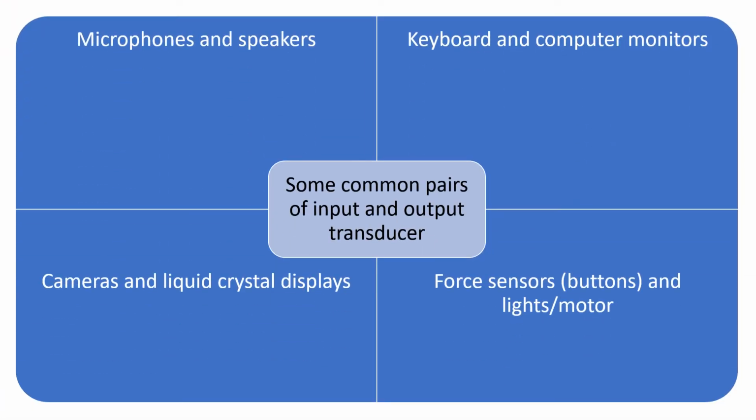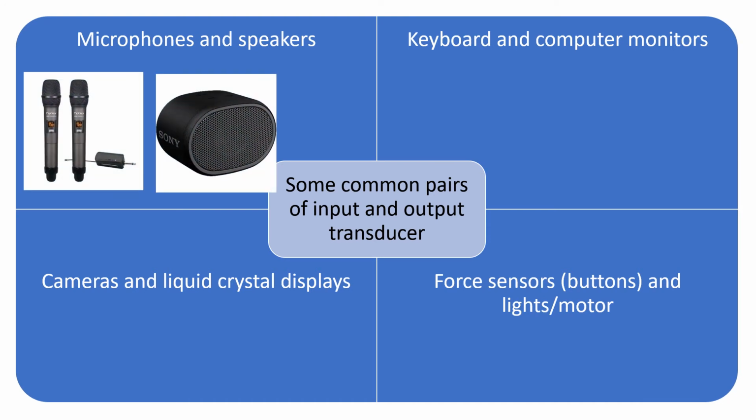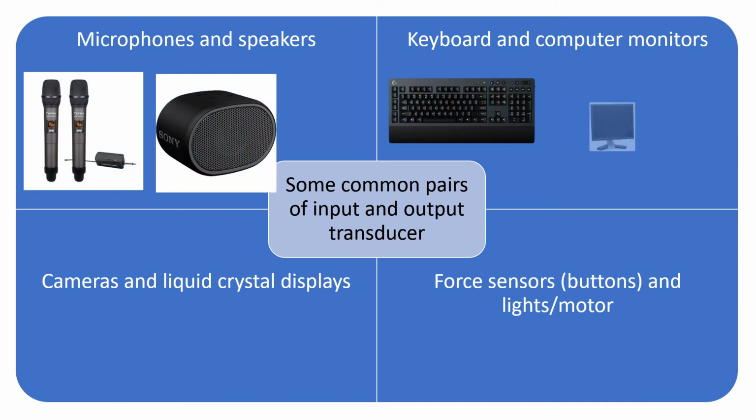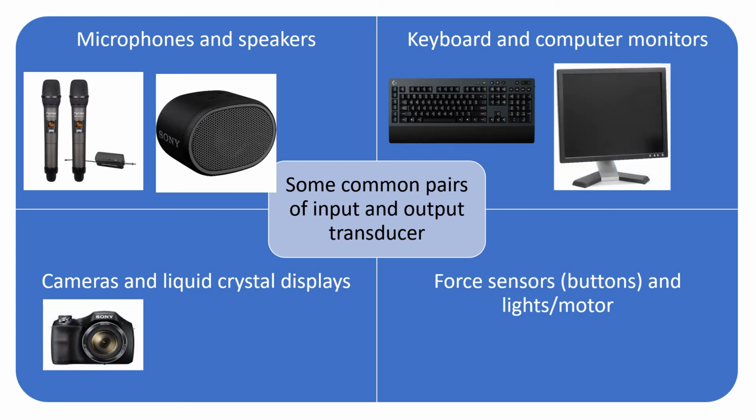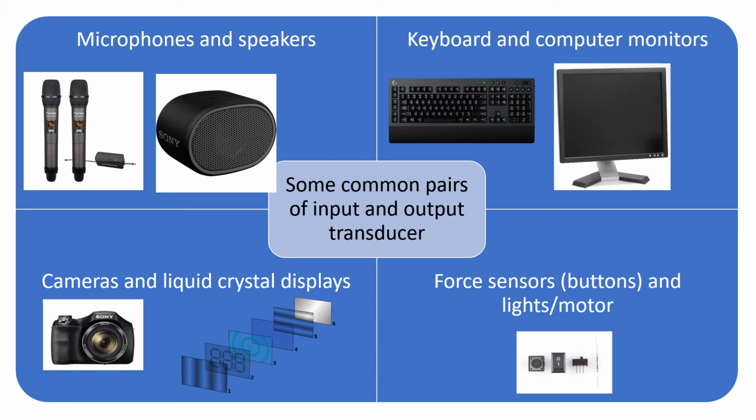Some common pairs of input and output transducers include microphones and speakers for audio signal, keyboards and computer monitors, camera and liquid crystal displays LCD, force sensors, buttons, and lights or motor. Note that input transducers convert non-electrical signals like voice into electrical signals, while output transducers convert the electrical signal back into sound or picture or others. There are many different types of transducers and the combinations are limitless.